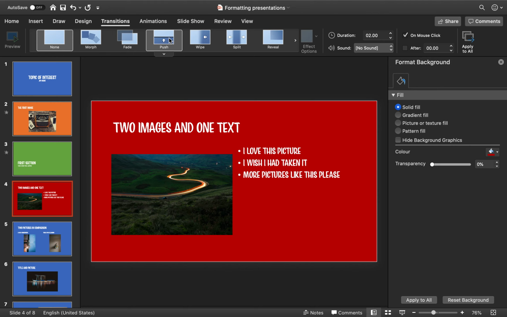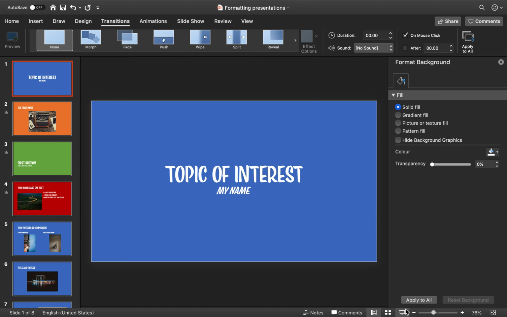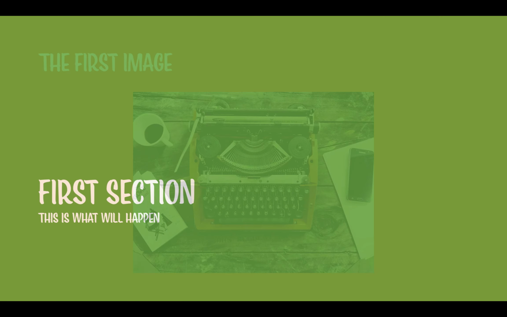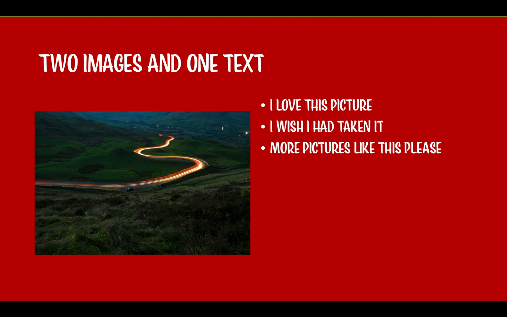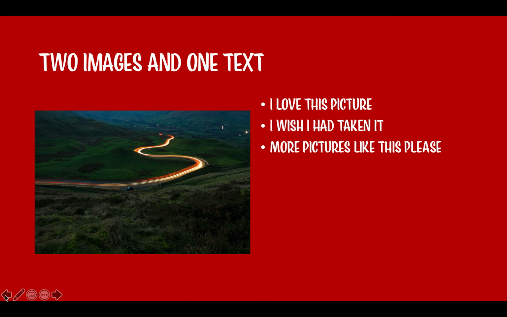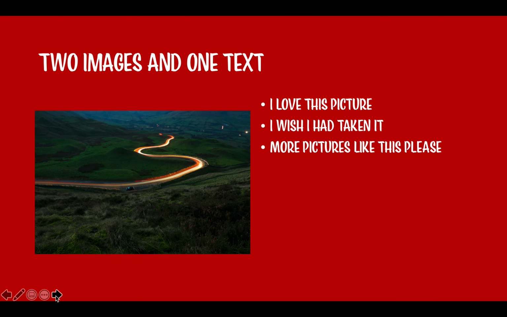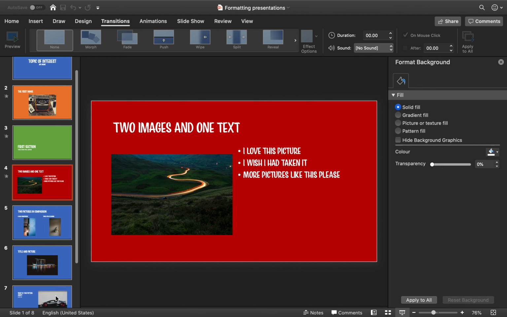Now let's go to push. Let's see what happens. It looks quite interesting, doesn't it? Okay, let's look at the transition right there. The first one was morph, then fade, and now push, and it pushes it. Now if you go back, if you click on the back arrow, you're going to see the transition go in the opposite direction. Okay, I think it's quite lovely.